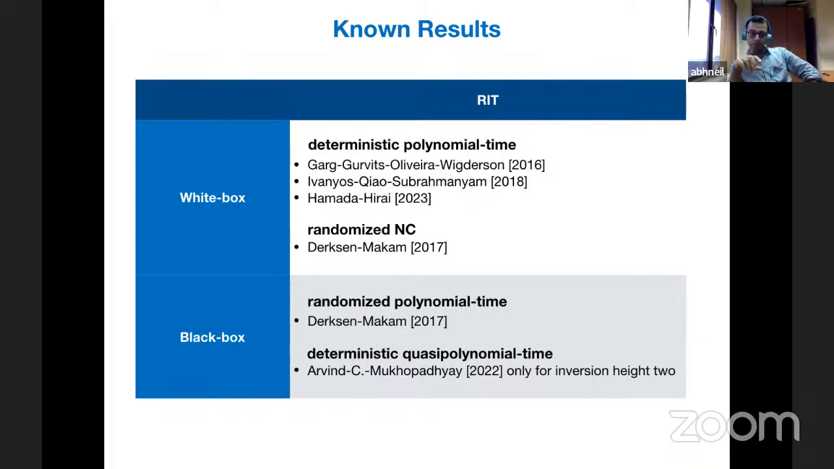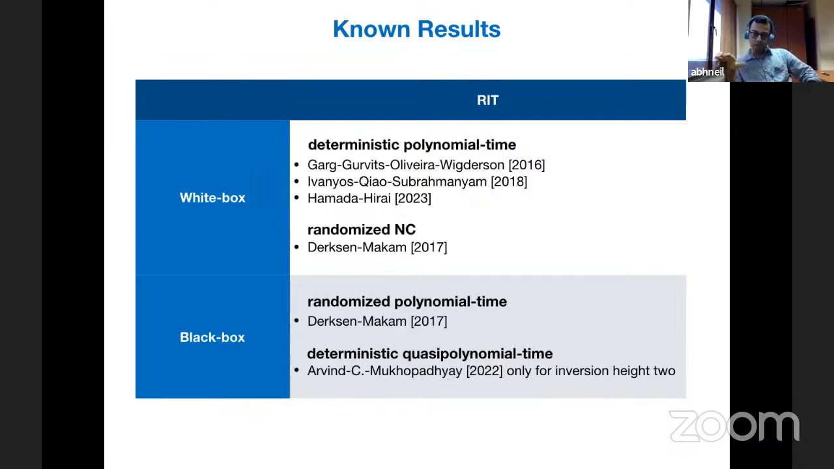And for the black box algorithm, Derksen and Makam came up with a randomized polynomial-time algorithm for the black box rational identity testing problem. Last year, with Arvind and Partha, we came up with a deterministic quasipolynomial-time algorithm for rational formulas, but that was only for inversion height 2, the first nested inverse case. So we are still far from the general case.